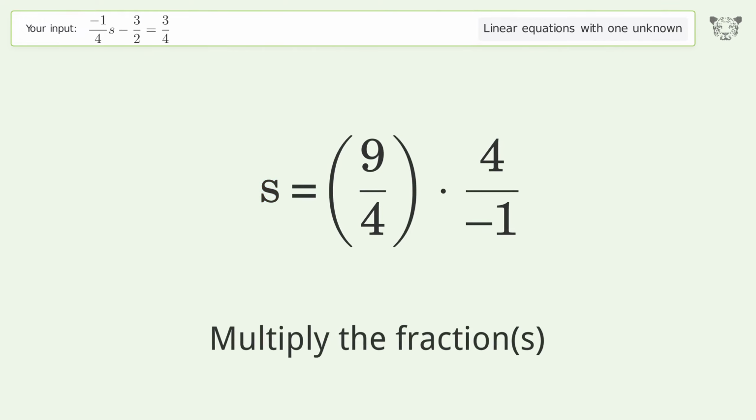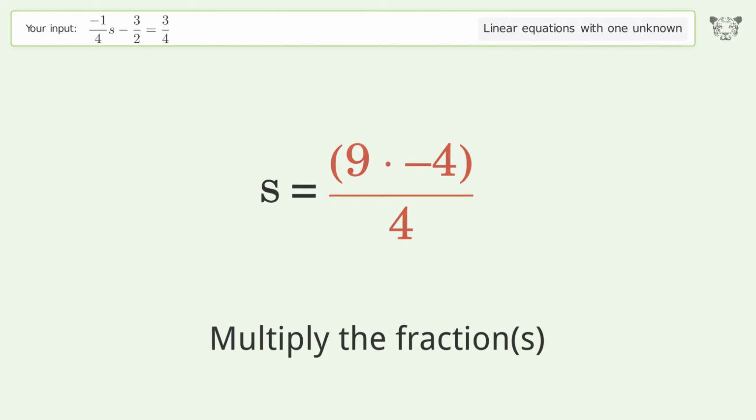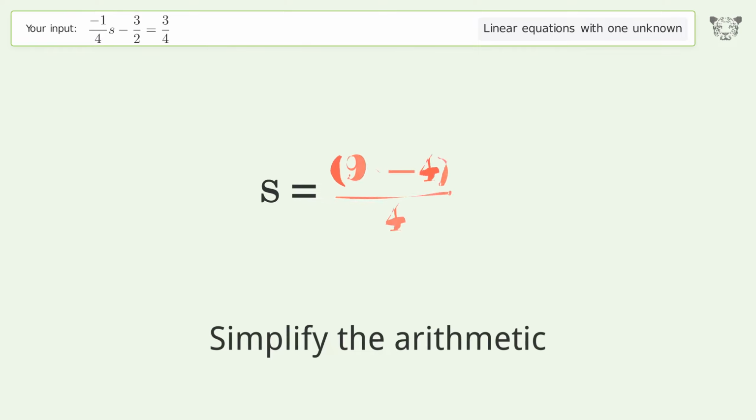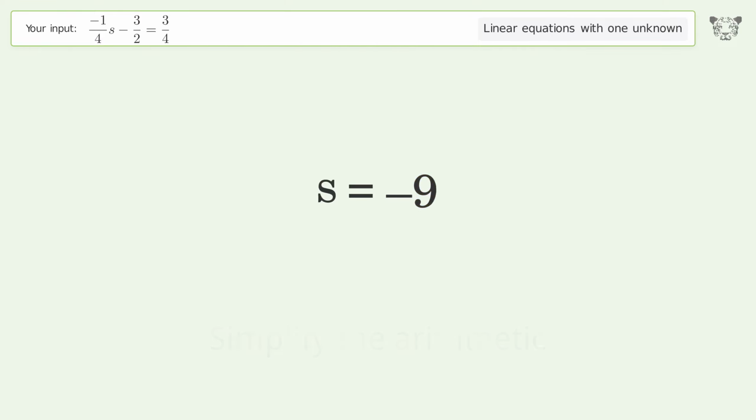Multiply the fractions. Simplify the arithmetic. And so the final result is s equals -9.